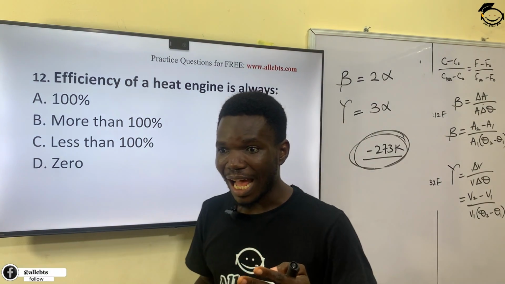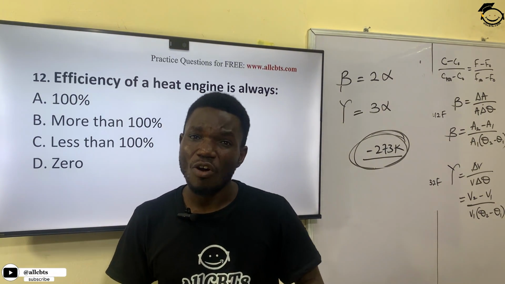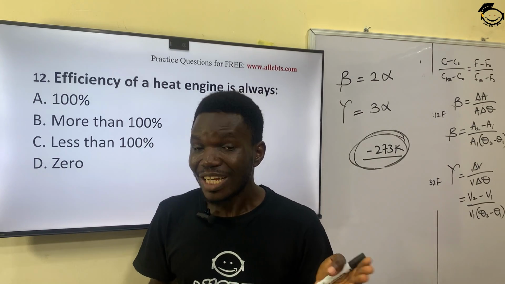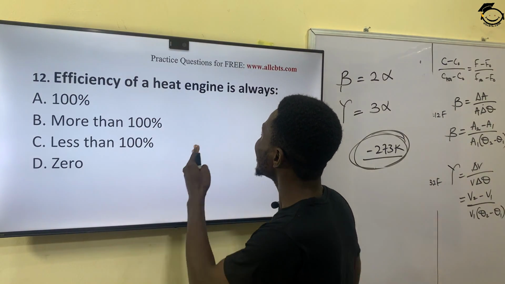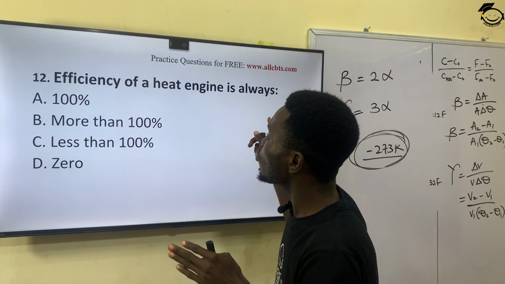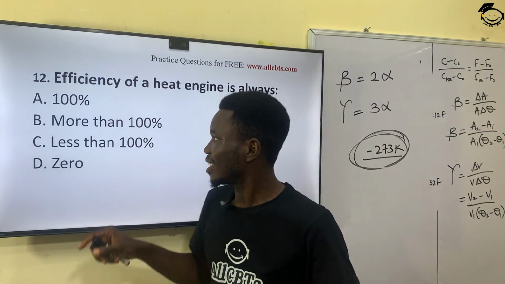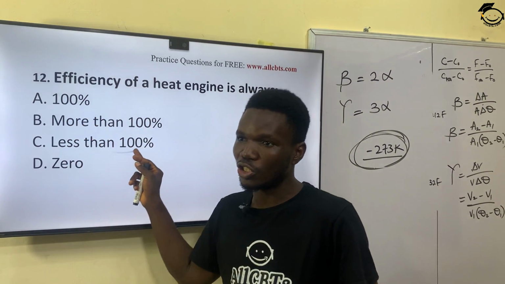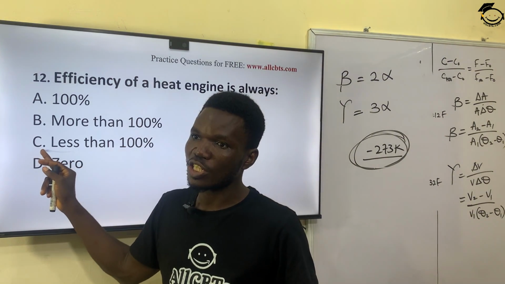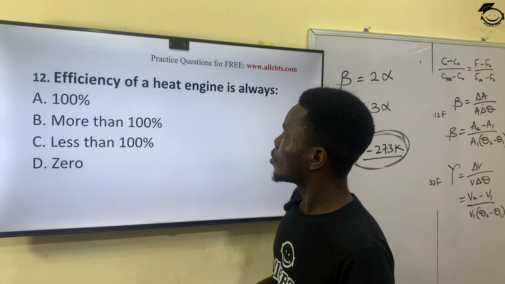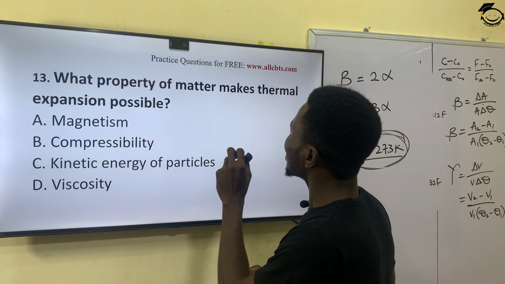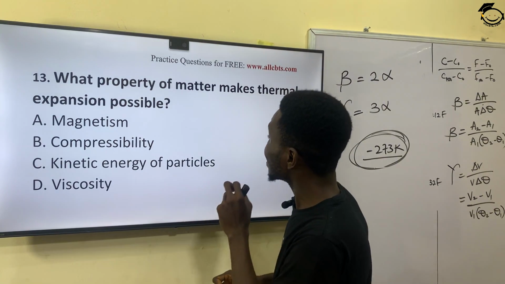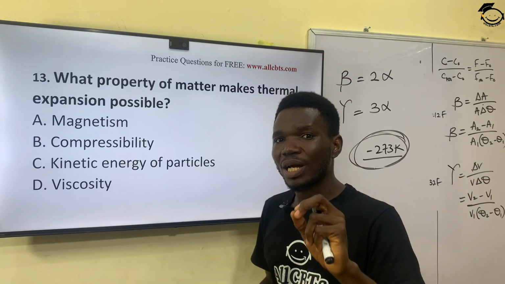I said earlier that the efficiency of a machine is hardly 100%. It cannot be 100%. So the efficiency of a heat engine, which is a machine, is always less than 100%. It is not 100, it is not more than 100, it is not 0, it is less than 100%. So that is option C. Question number 13 says, what property of matter makes thermal expansion possible?